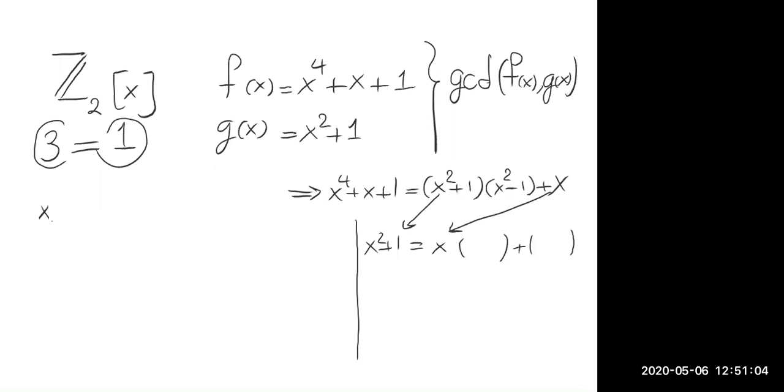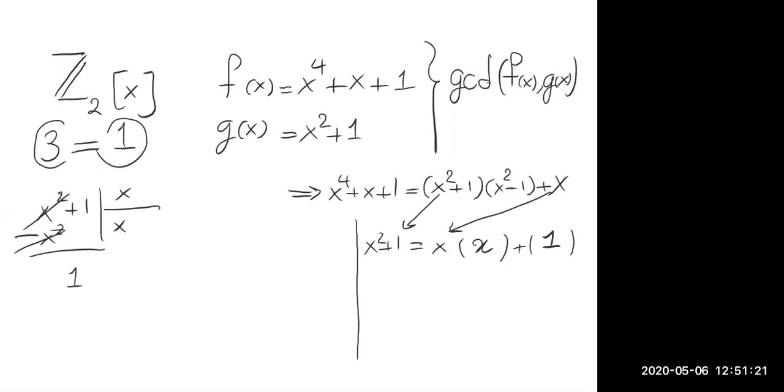So we have x squared plus 1. We want to divide it by x. Well, x times x is x squared. I change the sign. They cancel each other. I would get 1. So x squared plus 1 is x times x plus 1, which is kind of trivial.